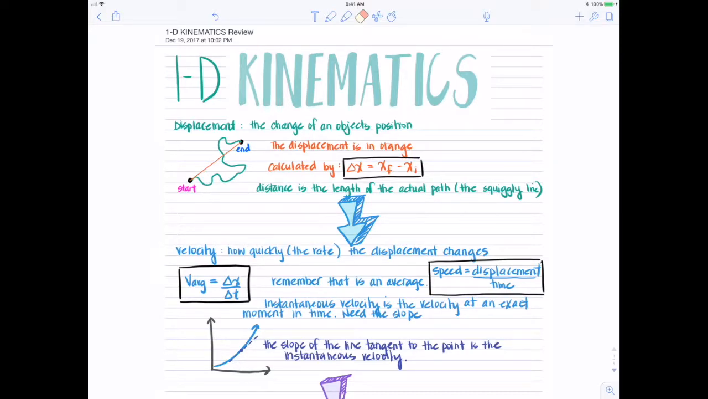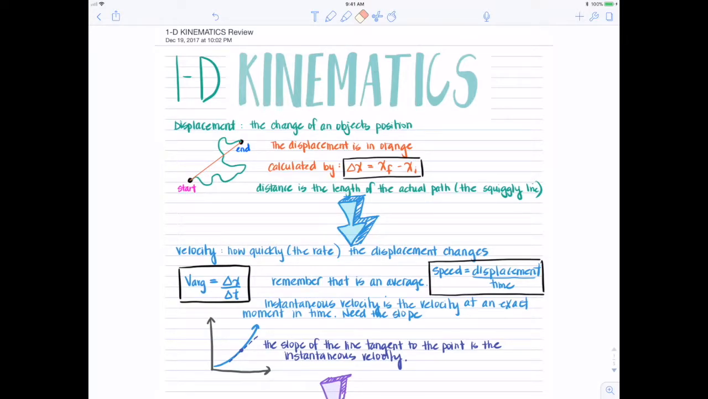Now recall that displacement is not the same as distance, and in the figure here in the notes, the displacement is indicated by the orange line and the distance is indicated by the teal squiggly line. So then once we talked about position and displacement, we could talk about how quickly the position changes, or the rate at which the displacement changes, and that quantity we called velocity.